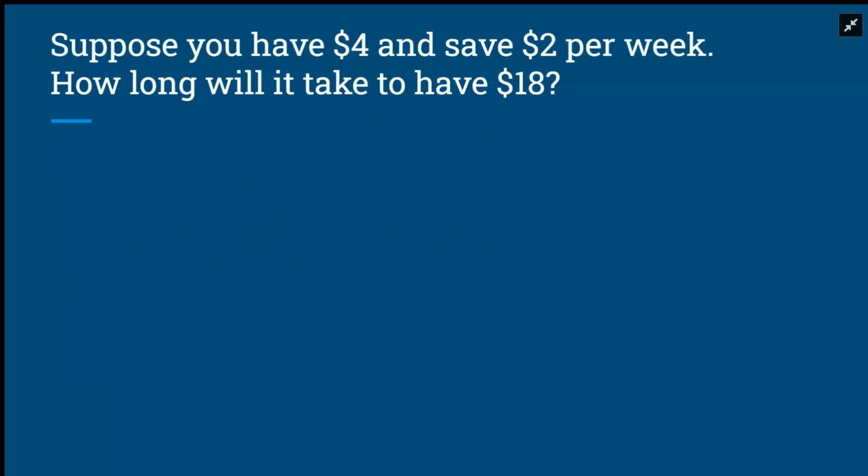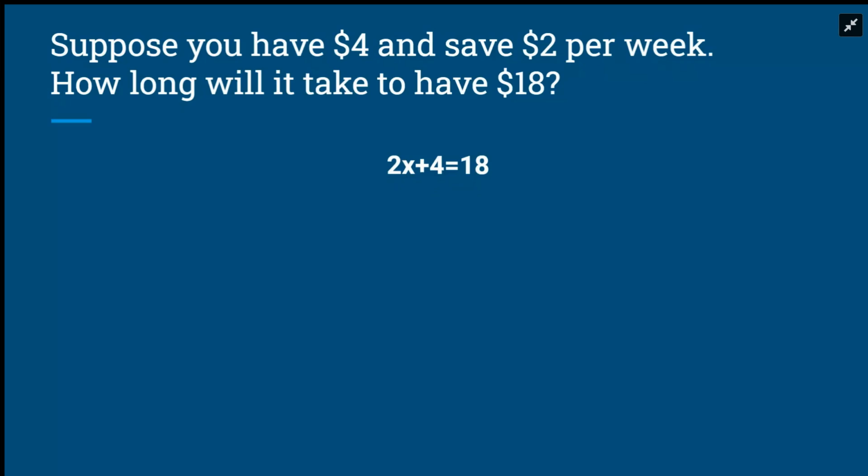Starting with a classic example, suppose you have $4 and save $2 per week. How long will it take to have $18? Well, this is the equation 2x plus 4 equals 18. Notice you have $4 and we're adding 2 times some unknown number of weeks. We get $2 times the number of weeks, and we want this to be $18. So if we could figure out the number for x, we would have the answer to this question.